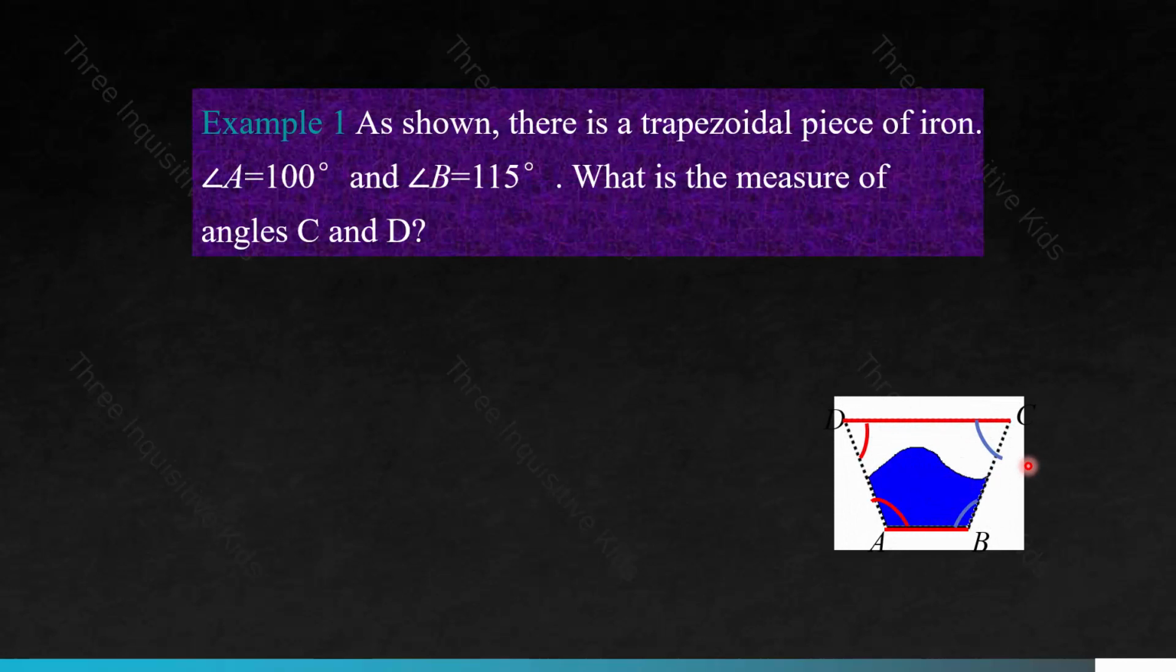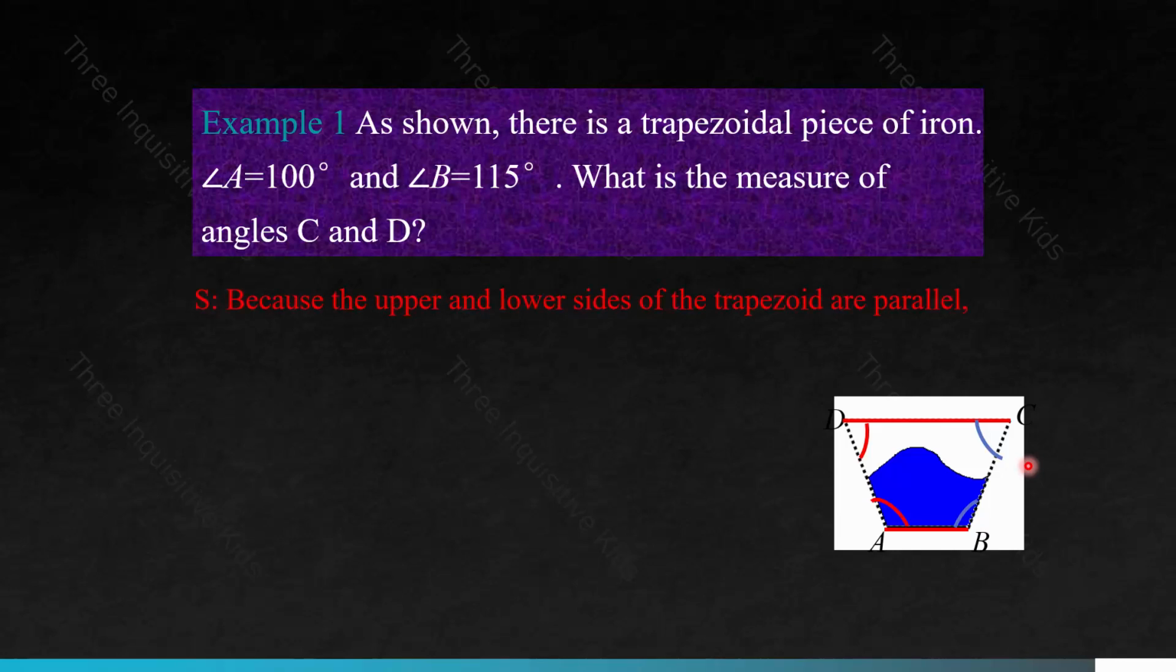Let's do a problem. Example 1. As shown, there is a trapezoidal piece of iron. Angle A is equal to 100 degrees, and angle B is equal to 115 degrees. What is the measure of angles C and D? Now I want you to use the properties of parallel lines that we just learned to solve this problem. Pause the video and try it by yourself first.